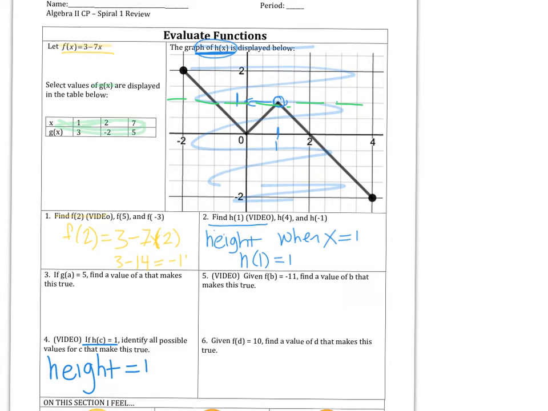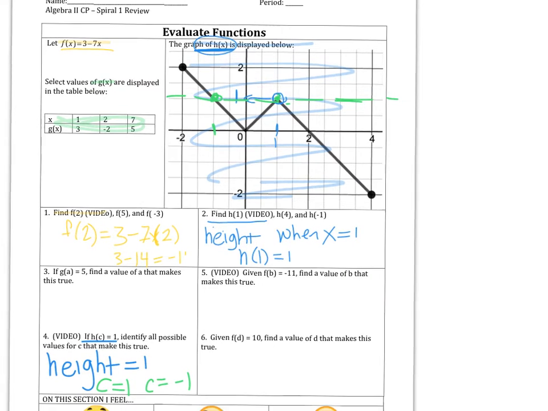line right here. And we've got 2 places that's true. So we're just using c as kind of a placeholder, but c could be positive 1. That's the one we already found. Or c could be negative 1, because that's the x value where we have a height of positive 1.